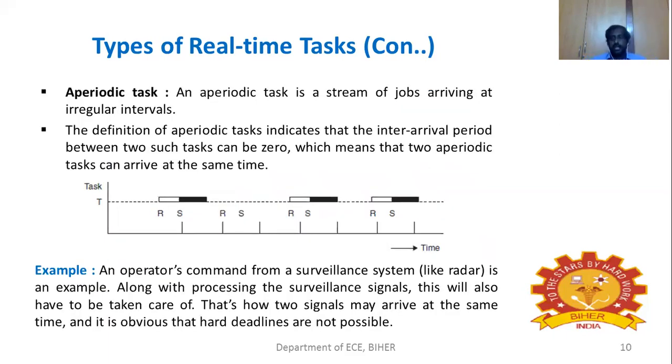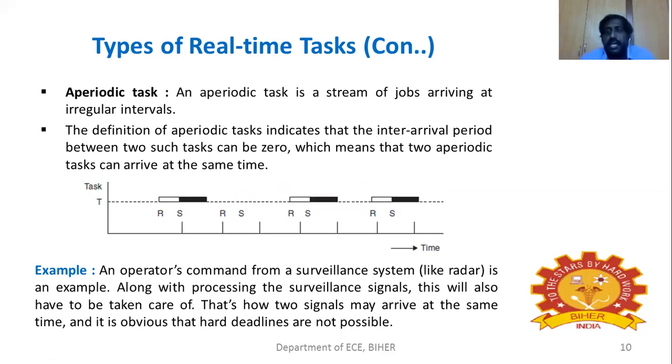Next, aperiodic. Compared with the periodic, aperiodic means it won't repeat after a fundamental period. We cannot find any fundamental period for that. That is known as aperiodic. An aperiodic task is a stream of jobs arriving at irregular intervals. The periodic is regular intervals. Here it is irregular intervals. If the process cannot be repeated after a regular interval, that is known as an aperiodic task.